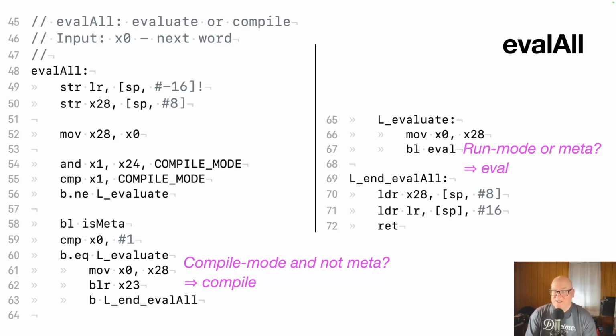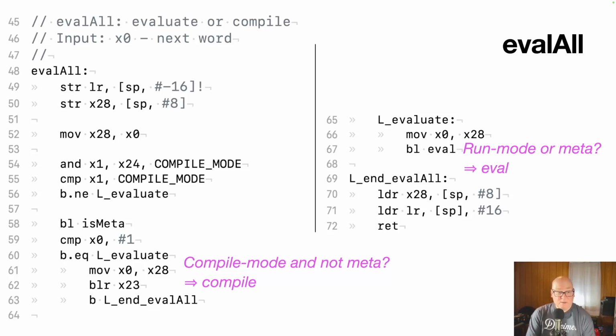At 65 we just set up and then run eval, which is our old evaluation routine we had last week that knows how to evaluate simple words. X0 just sets up to point to the word. If it's not, then down in 58, we're going to say, okay, are you a meta word? If you're a meta word, you're supposed to run anyway. So if you do come up as a meta word, if it returns 1, then we branch over, again, at 60, to 65 to evaluate, because meta words always get evaluated.